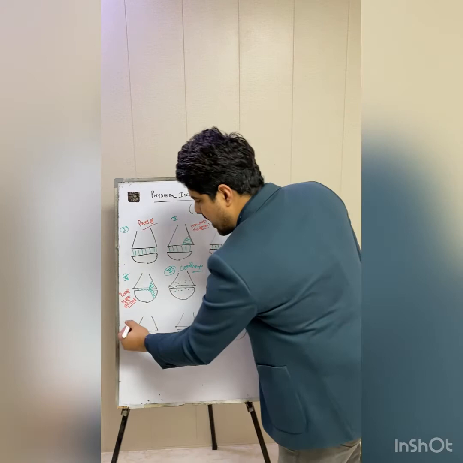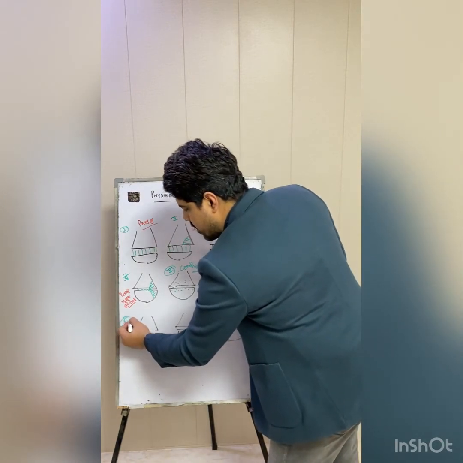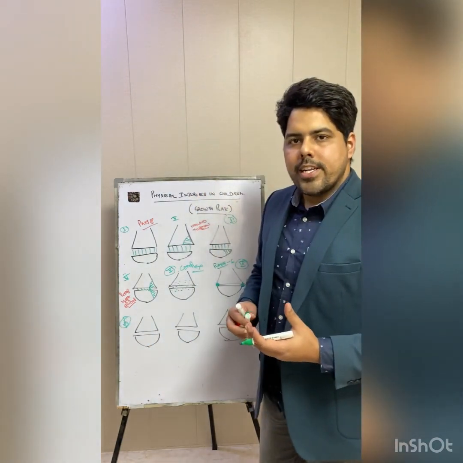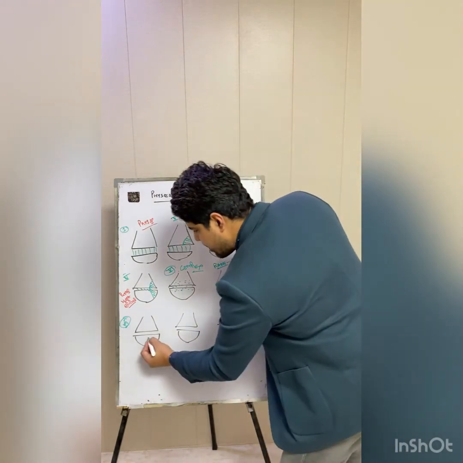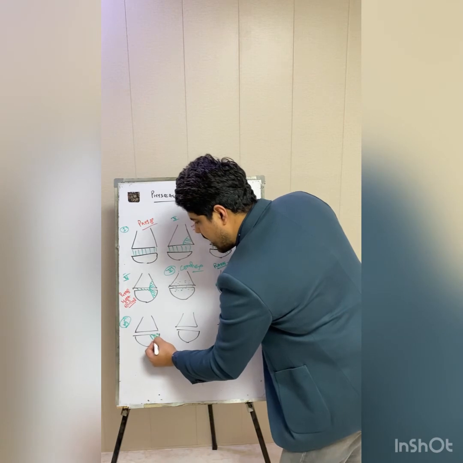In the 7th subtype, only one area of bone is involved, that is the epiphysis. It's an isolated epiphyseal injury, and this was given by Ogden.